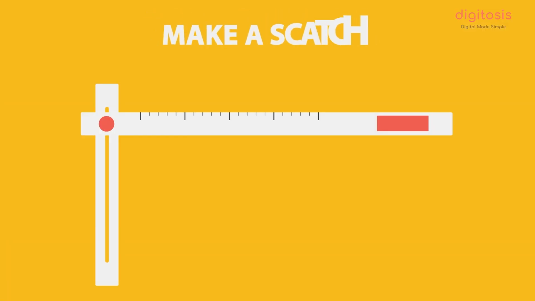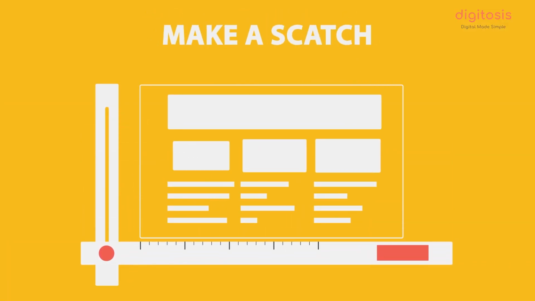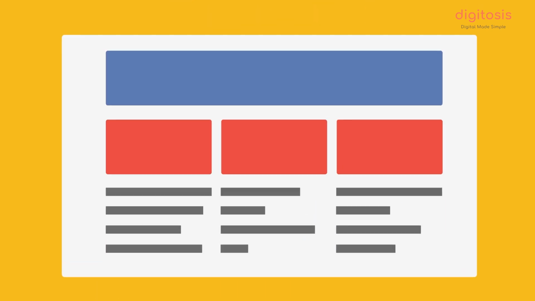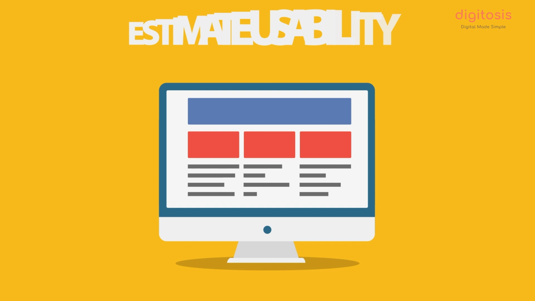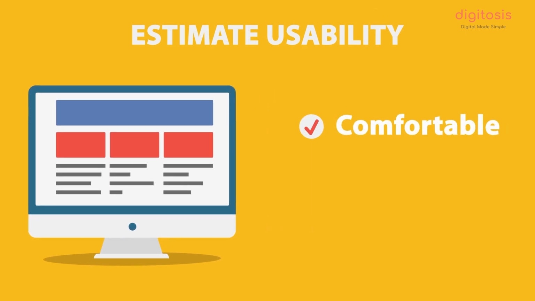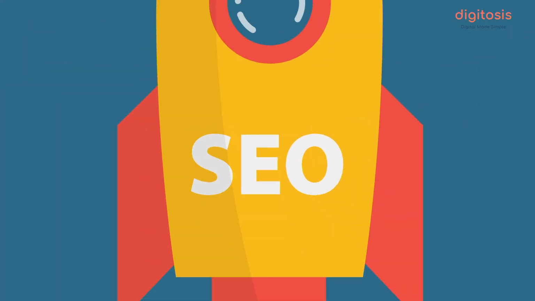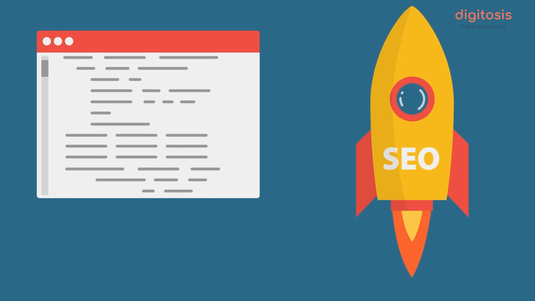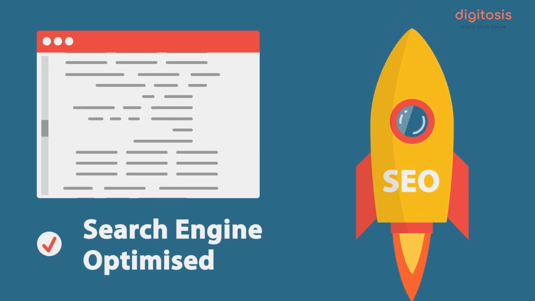Now it's time to make a sketch. We define the positioning of elements and content, and then combine it with a color palette. After that, we estimate its usability. We ensure that it is comfortable for a visitor and that all the elements are properly balanced for easy website navigation. When the website is finished, don't forget the marketing and search engine optimization. That is why we optimize our websites while developing them.